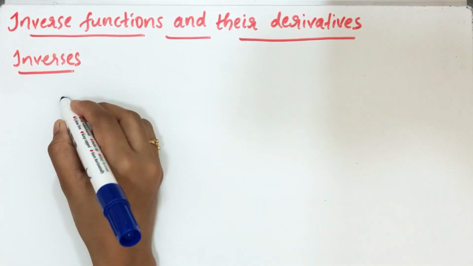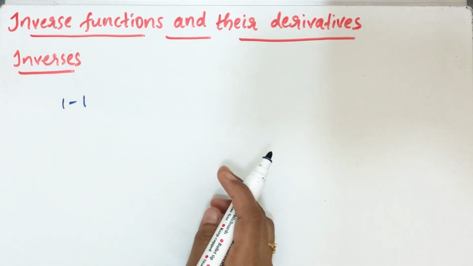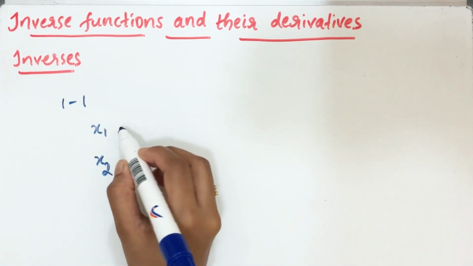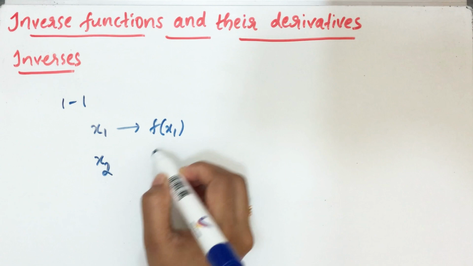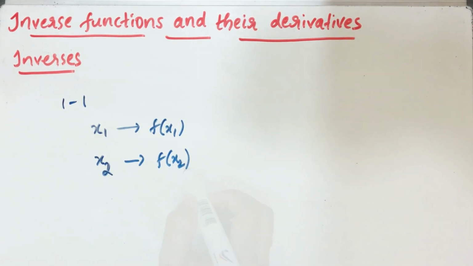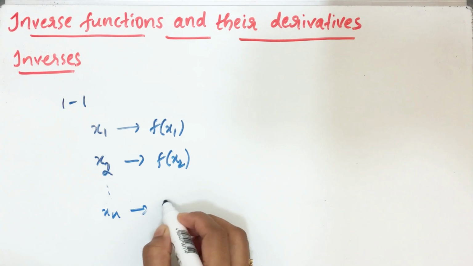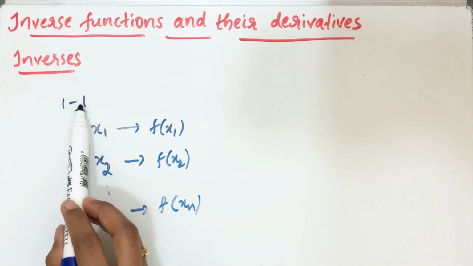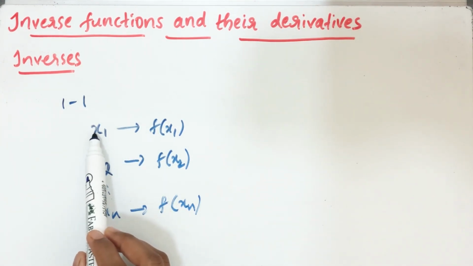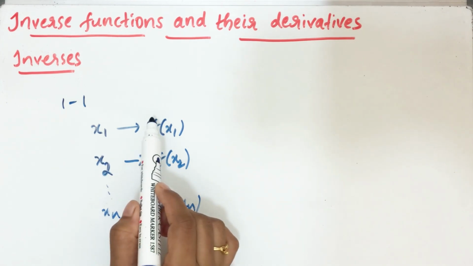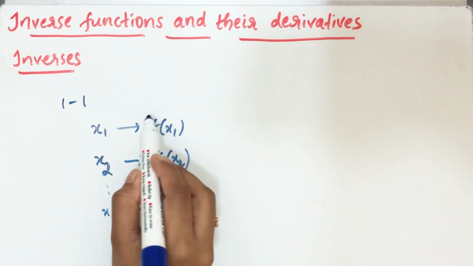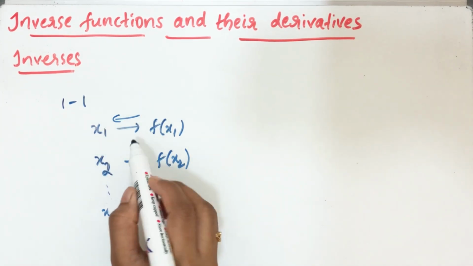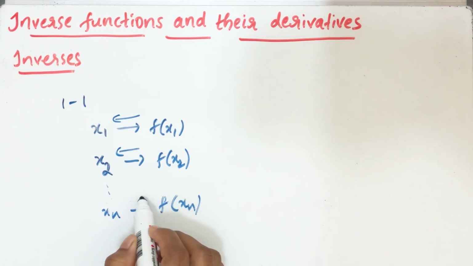We have seen that for a one-to-one function, each element of x has a unique image, or distinct points of x, say x1 and x2, have distinct images. We can say f of x1, f of x2, and like that xn maps to f of xn. Or we can say each output of a one-to-one function comes from just one input. So we can reverse this function to send the output to the input: f of x1 maps to x1, f of x2 to x2, f of xn to xn, like that.